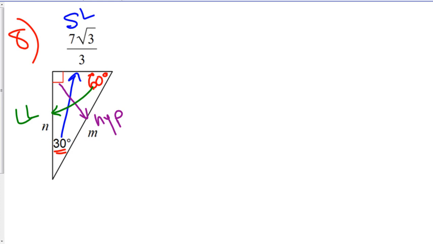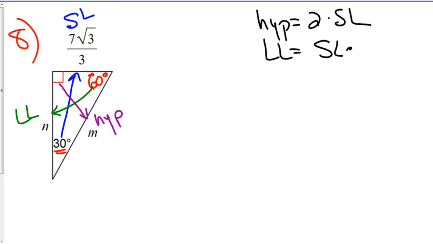I'm going to use the same formulas, guys. We've got the same formulas. My hypotenuse equals 2 times my short leg. My long leg equals my short leg times the radical 3. Now here's what I've got. I was given my short leg. And when I'm given my short leg, I can actually use either one of my formulas first. So it doesn't really matter. It's really what you're more comfortable with, and that's fine. I'm going to go ahead and find my hypotenuse first.